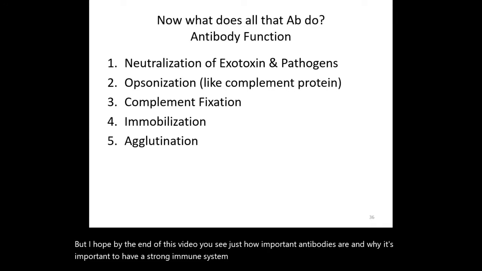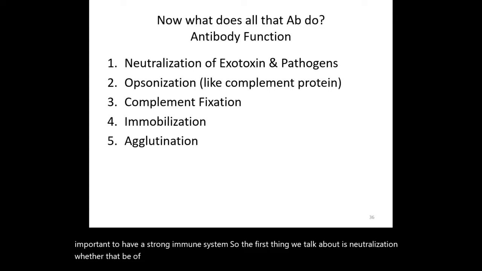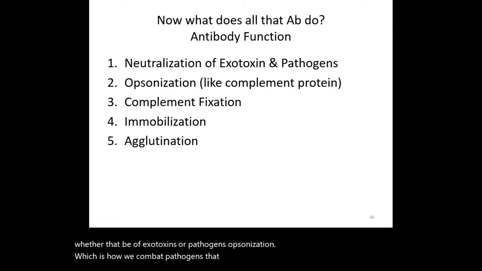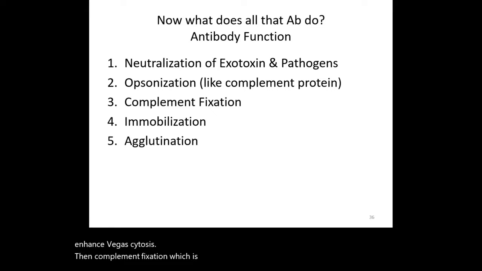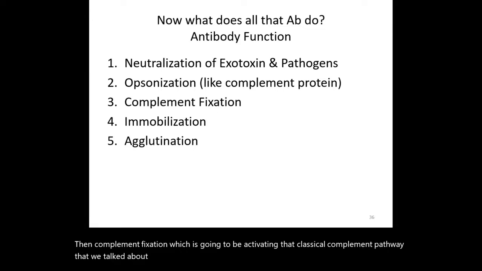So the first thing we'll talk about is neutralization, whether that be of exotoxins or pathogens. Opsonization, which is how we combat pathogens that have a capsule. Remember, with the capsule, they're trying to evade phagocytosis. Well, opsonization is going to be how we fight back to promote and enhance phagocytosis. Then complement fixation, which is going to be activating that classical complement pathway that we talked about with non-specific immunity. Then immobilization and agglutination. So let's go ahead and get started.